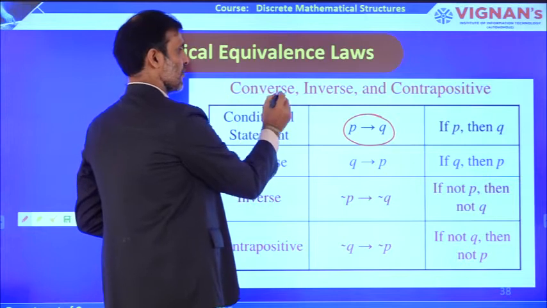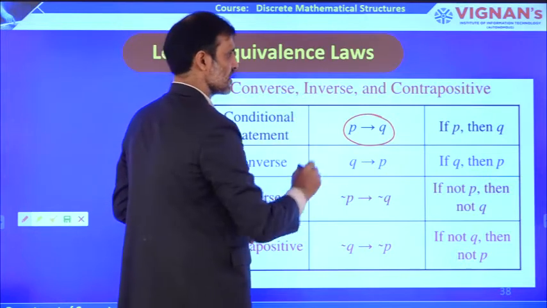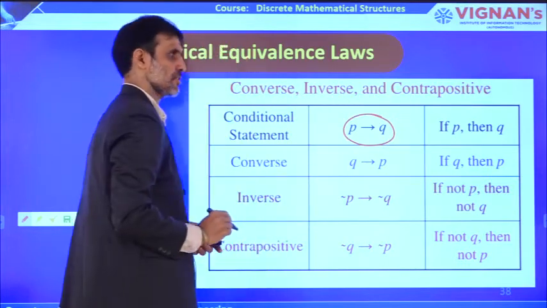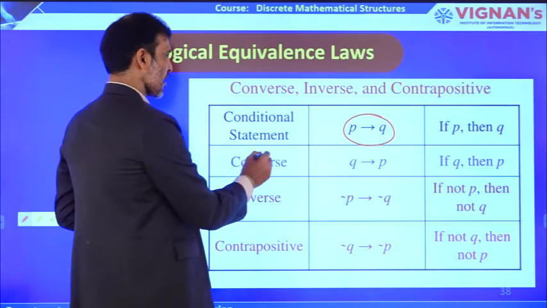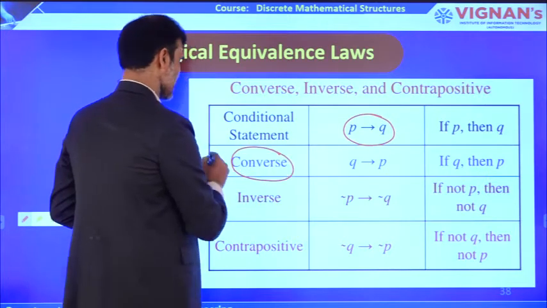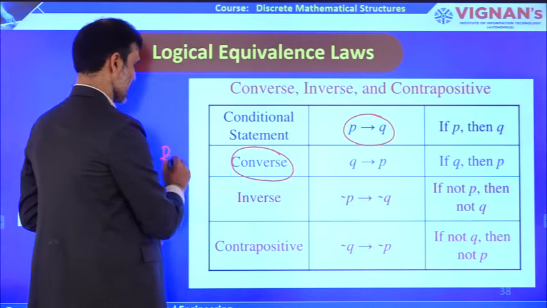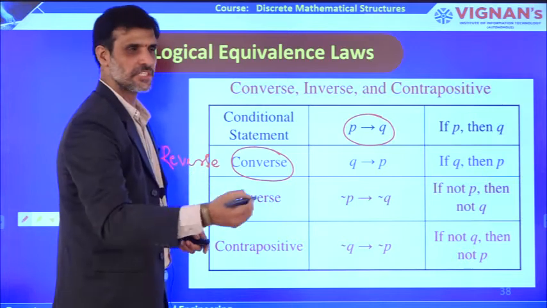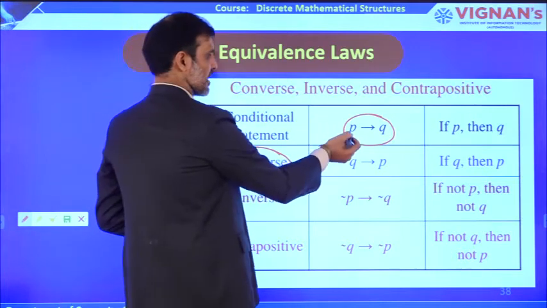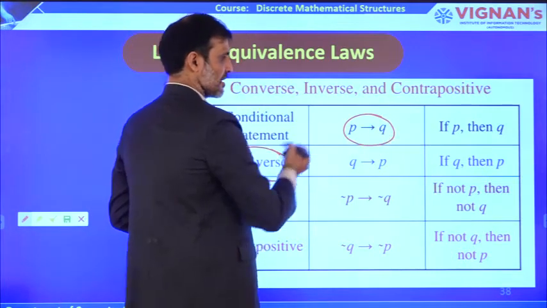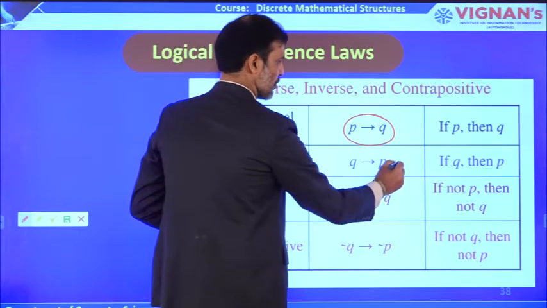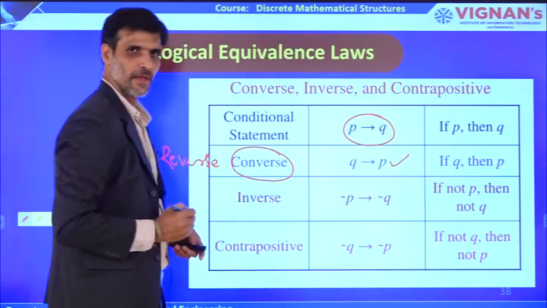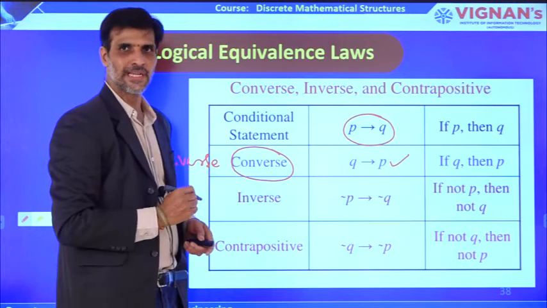One is called converse, another one is called inverse, and the third is contrapositive. The converse is also called the reverse of the conditional. The given conditional statement is P implies Q. The reverse of that statement is Q implies P. Converse is also called reverse.